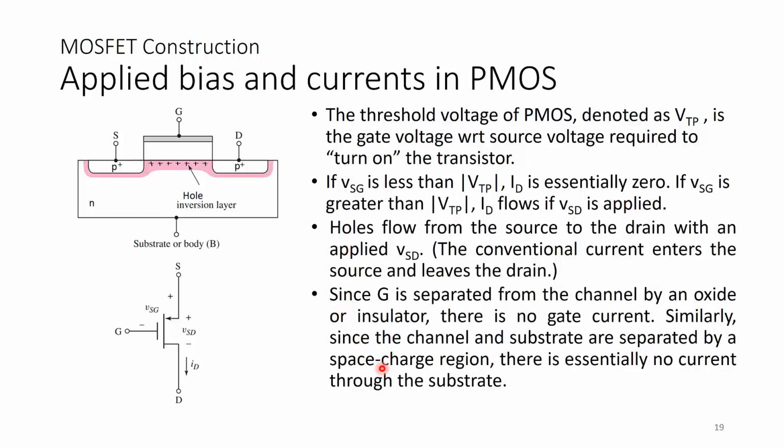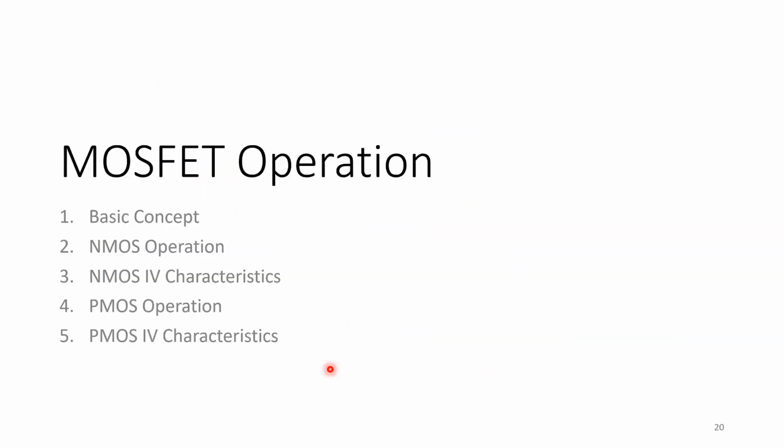And the same thing, since the gate is separated from the channel by an oxide, there is no gate current, so IG is 0. Similarly, since the channel and the substrate are separated by a depletion region or space charge region, there is essentially no current to the substrate. This space charge region refers to the depletion region. It's the same thing. Neamen uses the term space charge region.